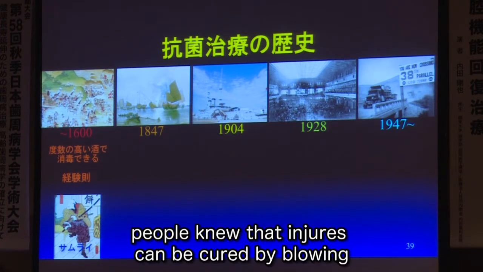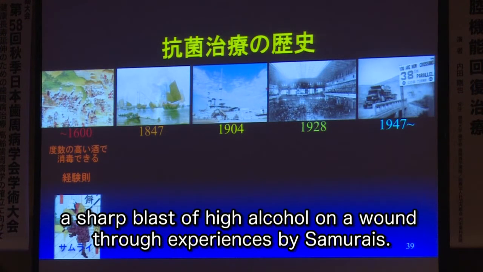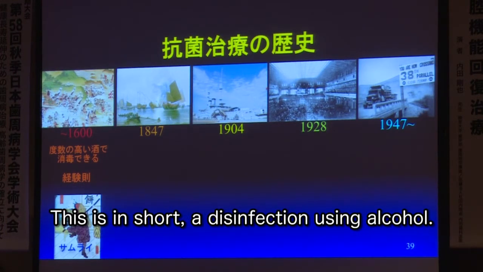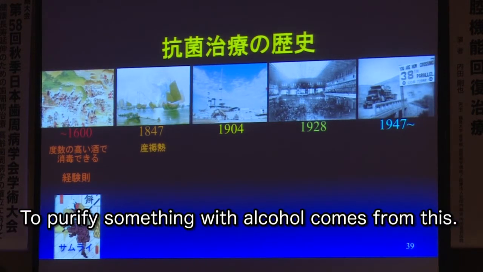Before the year 1600 or so, people knew that injuries can be cured by blowing a sharp blast of high-proof alcohol on a wound, through the experiences of samurai. This is, in short, disinfection using alcohol. To purify something with alcohol comes from this.